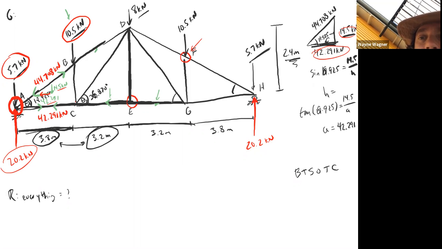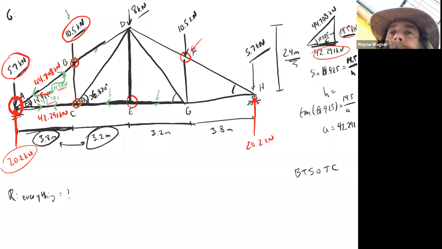42.291 kilonewtons. And it's kind of using some common sense about how these things work. Okay. So I can take those forces and go right here and right here because they're going in the opposite direction. Because now I have to move on, right? So I either need to do this joint or I need to do this joint. I've been circling joints in red, so let's keep circling joints in red.